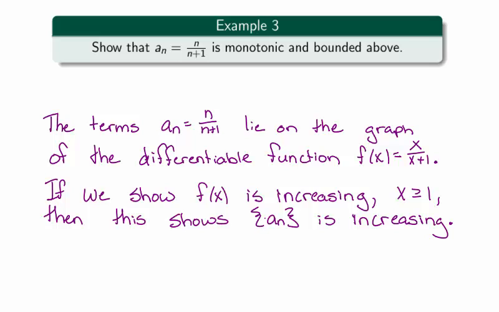Well, how do we show that a function is increasing? We simply compute the derivative and show that the derivative is positive. Using the quotient rule, we compute that f prime of x equals 1 divided by x plus 1 squared, which is most certainly positive for x greater than or equal to 1.